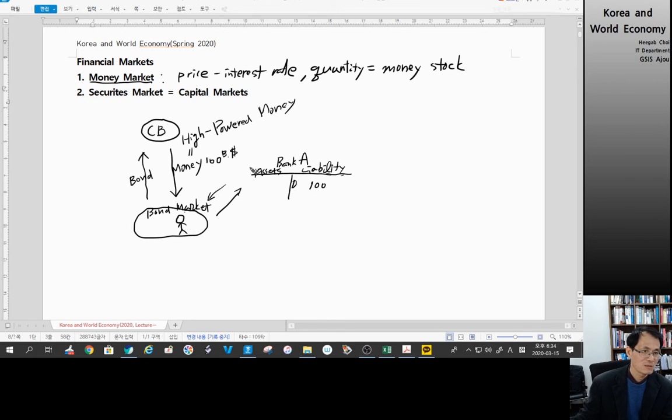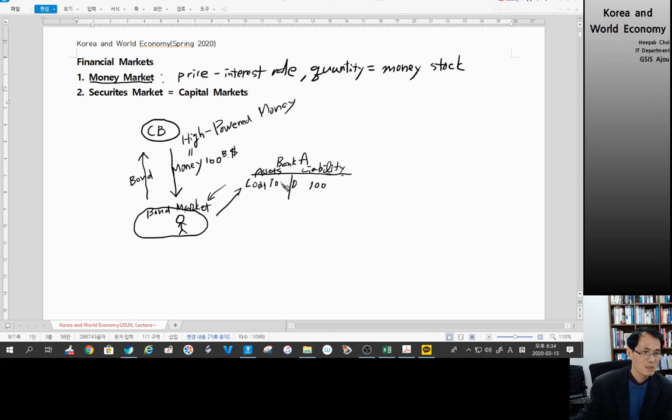And for this, a bank has to pay interest and pay $100 billion if he asks. Now, because for this liability the bank has to pay the interest rate, the bank cannot just hold this money, right? What he does is make a loan out of this, right?